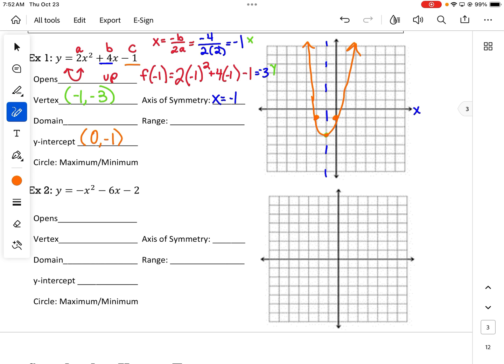All right, domain of a quadratic. It goes left and right to infinity. So what is that? All real numbers. And then the range is bottom to top. What's the bottom? -3 to infinity.